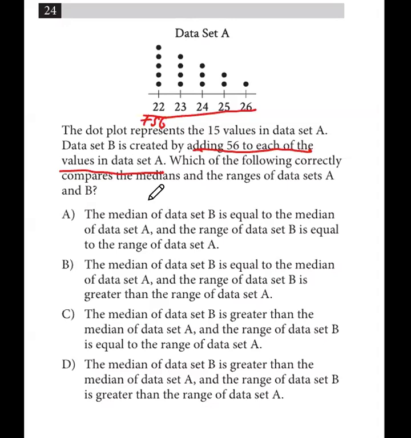So in this case, the median is equal, no. The median is equal, no. The median of data set B is greater than, sure, and the range is equal, yes, that is correct. And then this one, greater than, and the range is greater than, that's not true. Range is just the largest value minus the smallest value, and since we're increasing them both by the same amount, the total distance between them doesn't change.